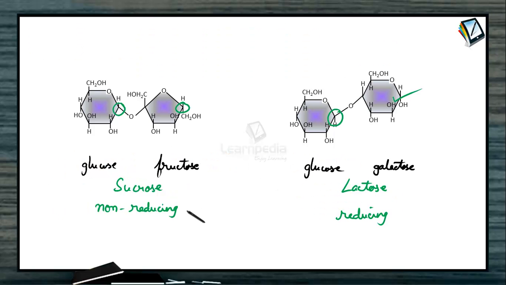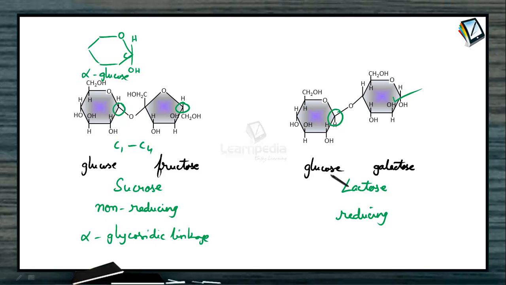When we specifically observe the linkage between glucose and fructose, it is in between C1 of glucose and C4 of fructose. So in this glucose, at C1, whenever the hydrogen is above the plane of the ring and the OH group is present below the plane of the ring, this is exactly called as alpha glucose unit. So as this alpha glucose unit is linked with the C4 of fructose, this becomes alpha glycosidic linkage.